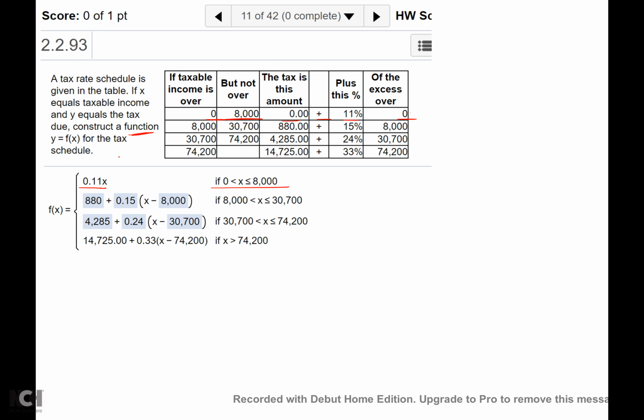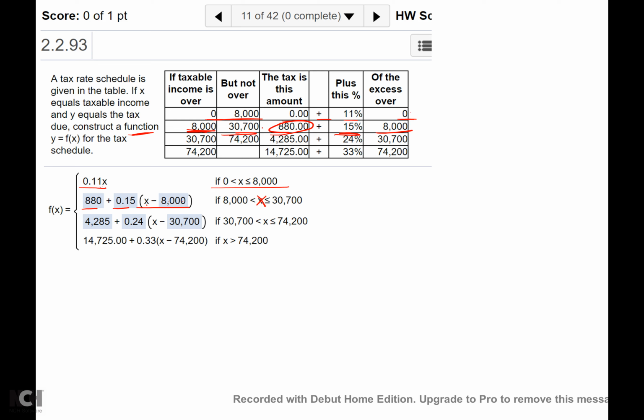The next one says that you're going to pay $880 plus 15% of anything over 8,000, which would be your money take away 8,000. That would be what's over 8,000. And that is when your money is between 8,000 and 30,700.